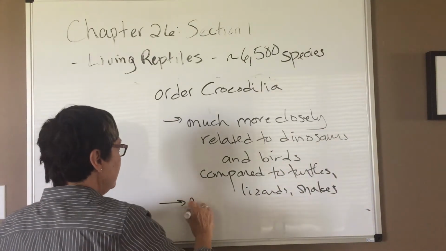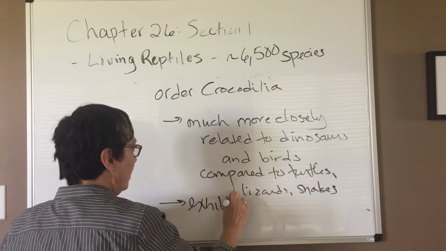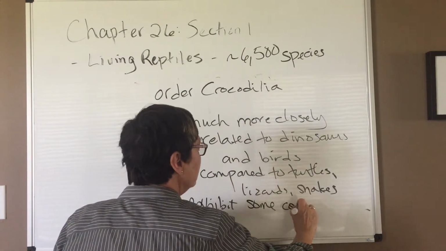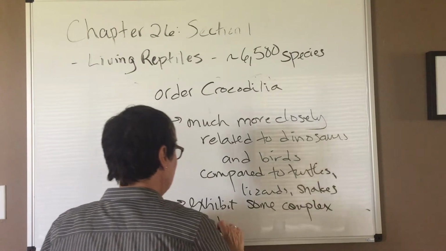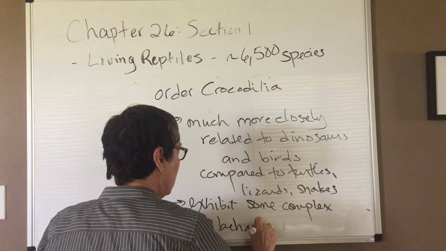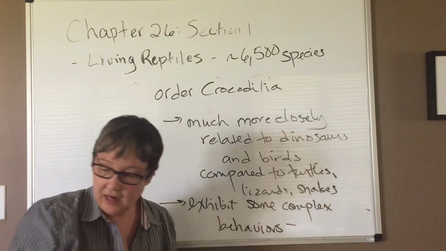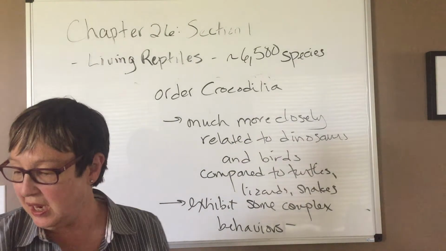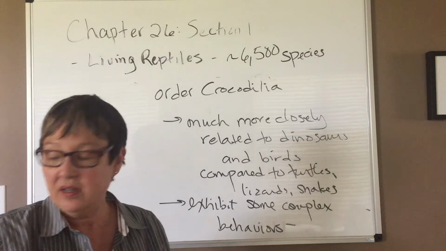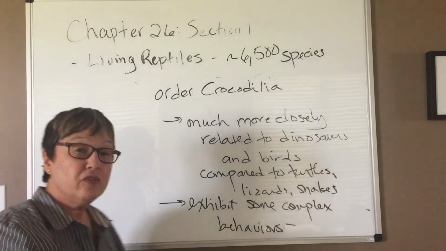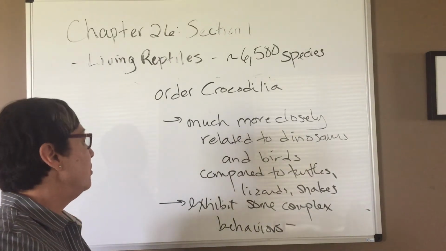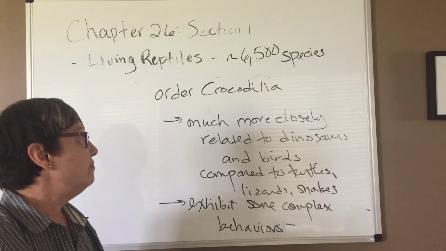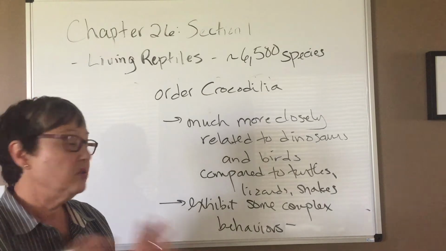They do exhibit some complex behaviors. They do exhibit social behaviors. They do have courtship and nest building. They care for their young. So those are some more advanced characteristics that are shared more with the birds and the mammals.